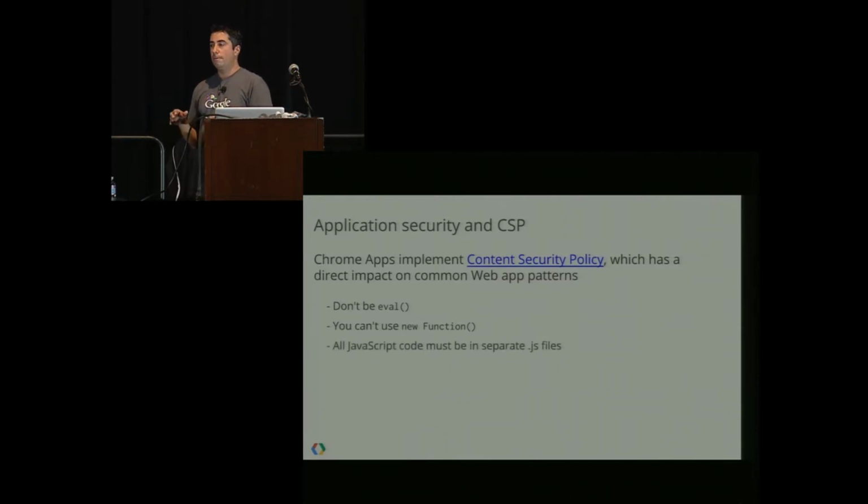All your JavaScript code has to be in separate JS files. You can't have inline JavaScript inside the web page in a script tag in the head, like you would in a web page, right? The reason is because we have no idea how that script got there, right? If somebody somehow gets control of that web page and starts putting script tags in, that code just runs in the context of your app, and so we disallow that. Your script's got to be external.